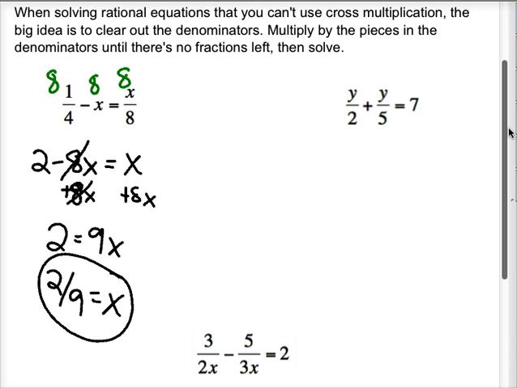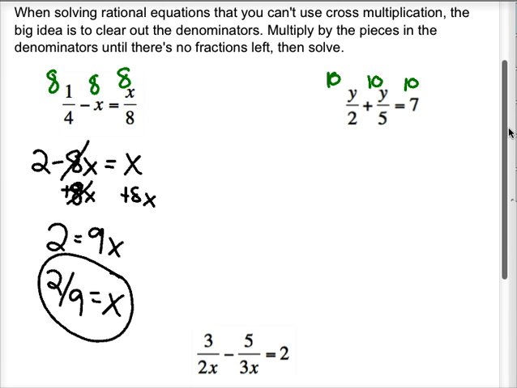y divided by 2 plus y divided by 5 equals 7. So I need to get rid of the 2 and get rid of the 5. Well, if I multiply just by 2, that's not enough. If I multiply just by 5, that's not enough. So in this case, what happens if I multiplied by both together? So what if I multiplied everything by 10? Well, let's look what happens.